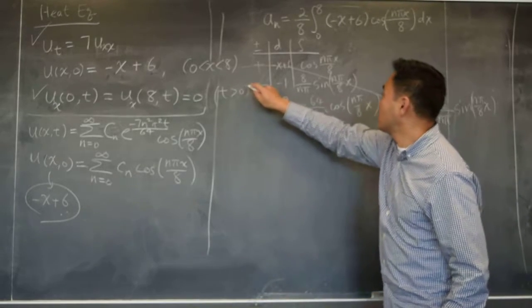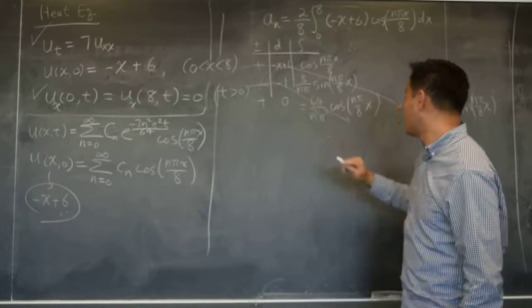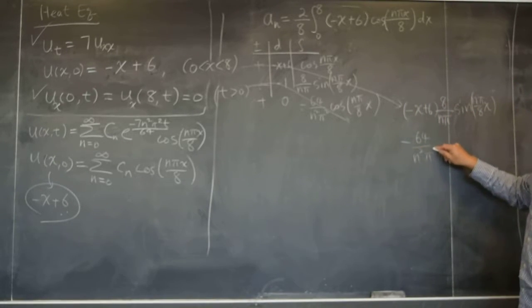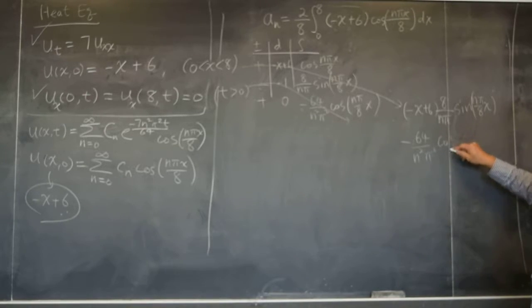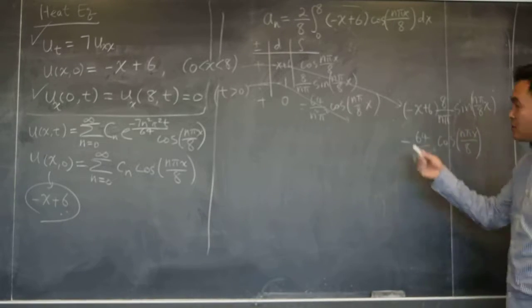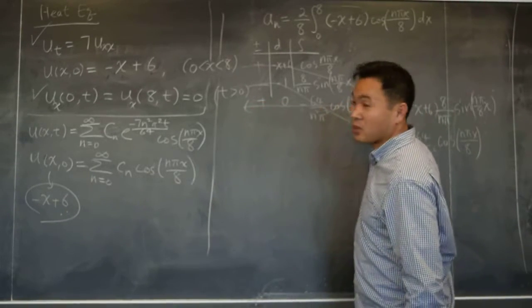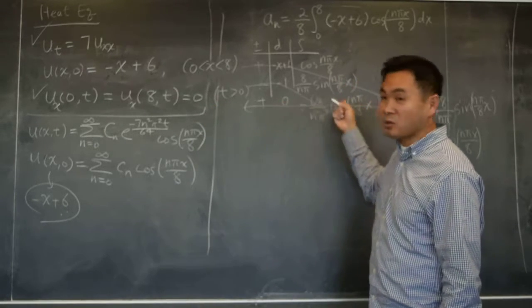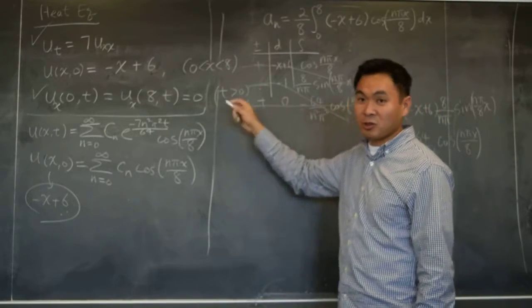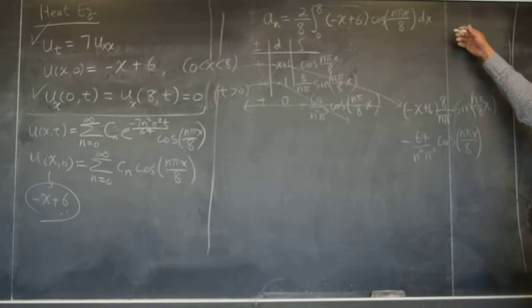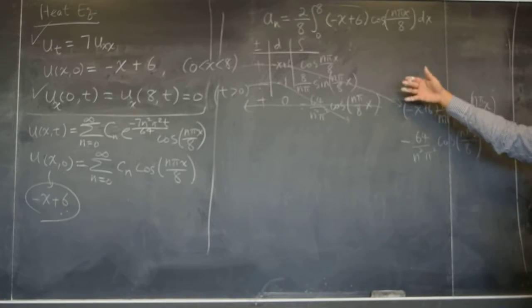And then going like this gives you negative, negative, negative, that's still negative, 64 over n squared pi squared times cosine n pi x over 8. In tabular integration, you have to multiply and integrate, but this is 0 times something, so you don't get anything when you integrate this. Alright, so that's what you get if you do integration by parts or tabular integration.